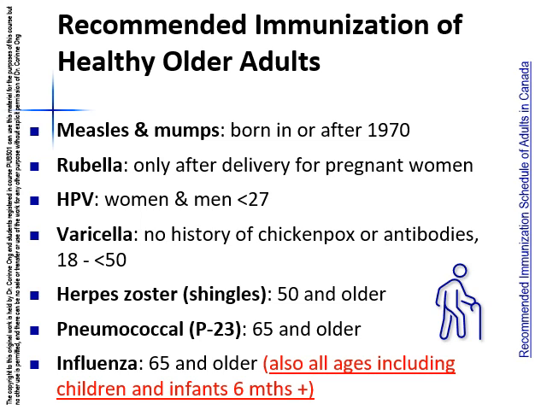The human papillomavirus vaccine is recommended for both women and men who are younger than 27 years of age, while the chickenpox vaccine is for adults who have never had chickenpox or antibodies to the varicella virus and are between 18 and less than 50 years of age. The vaccine for shingles, which is caused by the same virus that causes chickenpox, is recommended for those who are 50 years or older.